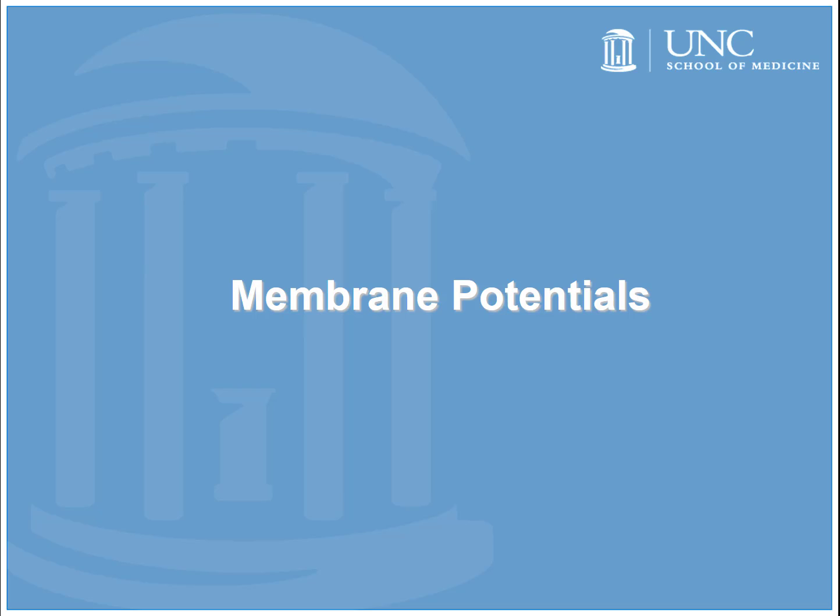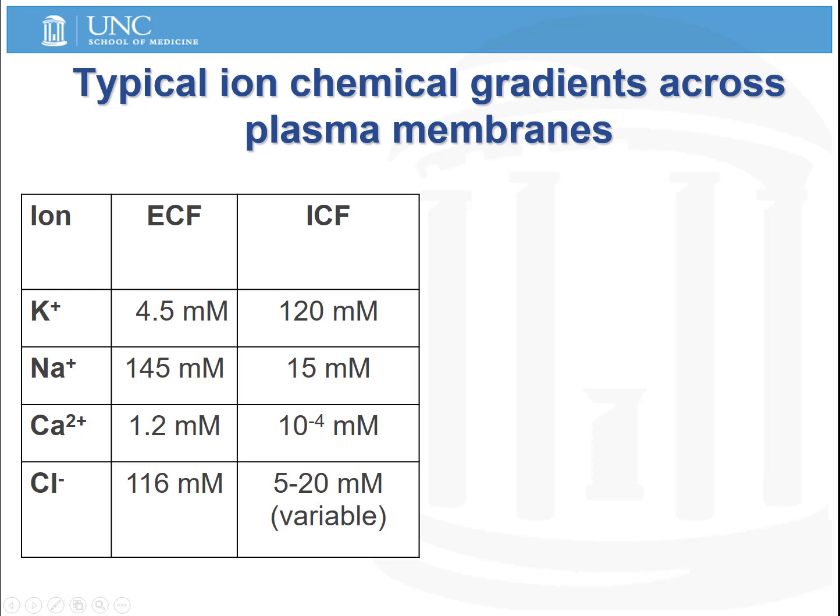A membrane potential is the difference in electrical charge between the two sides of a membrane. This membrane potential, or charge difference across the membrane, is ultimately caused by the difference in ion concentration between the outside of the cell and the inside of the cell. This chart shows the typical ion chemical or concentration gradients across the plasma membrane. As you can see, the primarily extracellular ions are sodium and chloride, while the main intracellular ion is potassium.